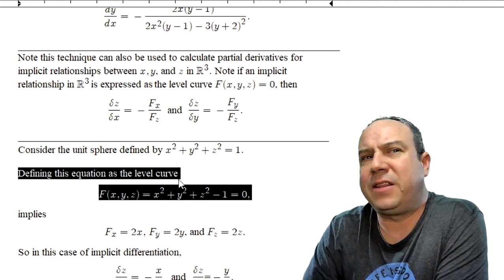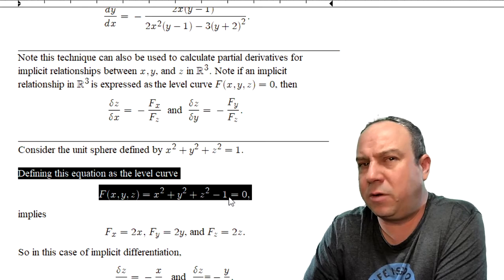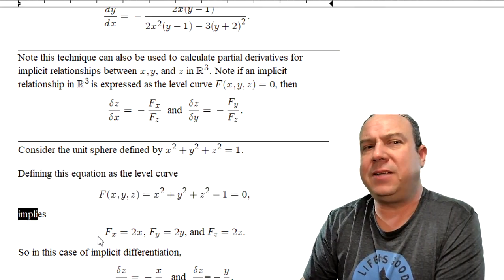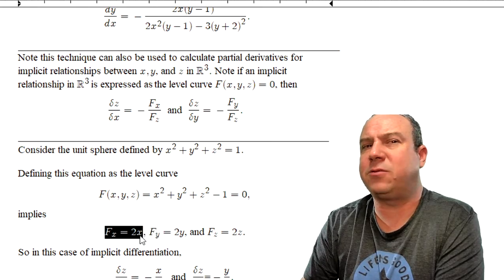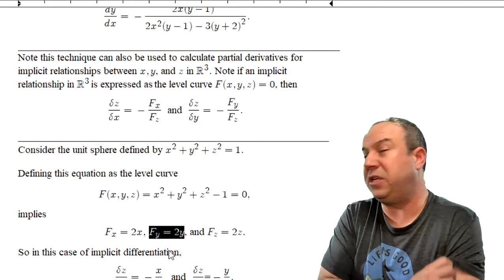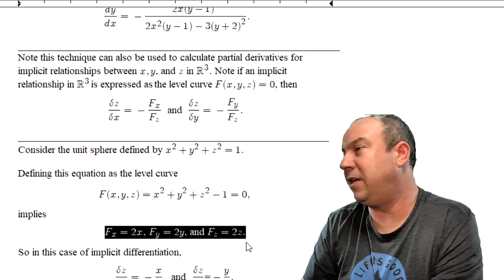Defining this equation as the level curve big F of x, y, z equal to x squared plus y squared plus z squared minus 1 equal to 0. Right? Implies that big F's partial with respect to x would just be 2x. Big F's partial with respect to y would just be 2y. And big F's partial with respect to z would just be 2z.